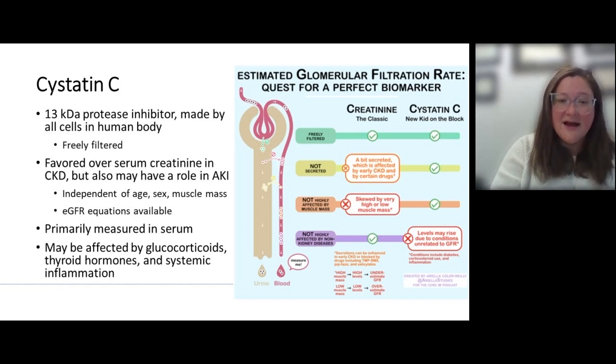But when it comes to AKI, cystatin C has not been used as widely, but it still may have some benefit. We measure this in serum, and while it generally works pretty well as a marker of kidney function, there are some conditions that can affect it, including use of glucocorticoids, thyroid hormone, and just systemic inflammation.